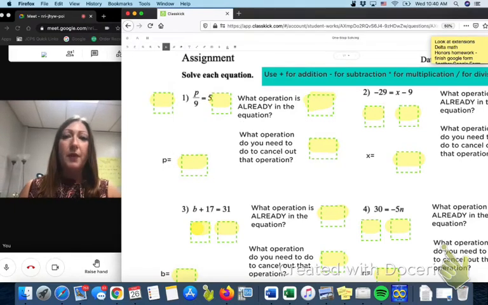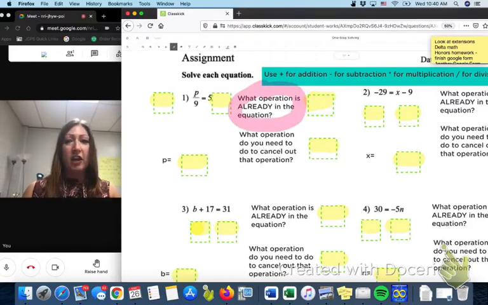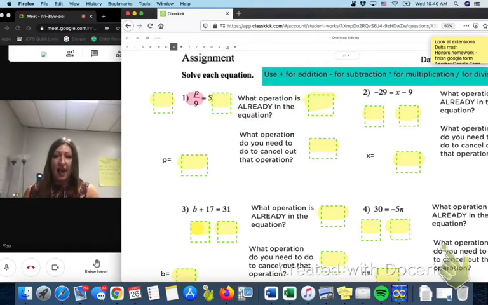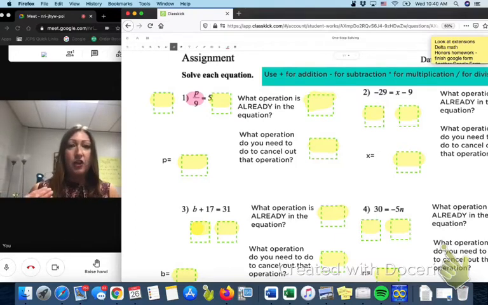equation. So I'm going to work number one for you. Just make sure we know what we're doing. So number one says we're actually going to start here. And it says what operation is already in the equation. And we have a fraction bar in that equation. And a fraction means division. If we were to say that out loud, we would say it's P divided by 9.